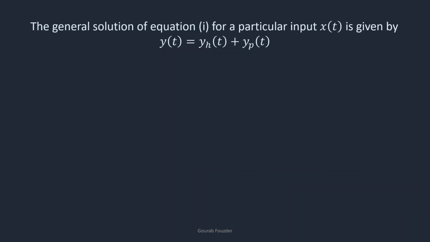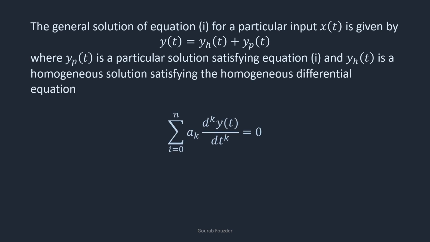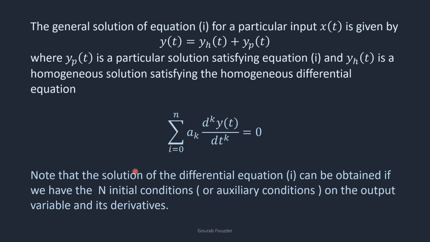Now the general solution of a linear constant coefficient differential equation for an input x(t) is given by the homogeneous solution plus the particular solution. The homogeneous solution can be obtained from the homogeneous equation. As in the homogeneous differential equation, the input and all its derivatives are 0. That is why the homogeneous solution is also called the zero input response. Also, to get the complete solution of the differential equation, we must have all the initial conditions or auxiliary conditions on the output variable and its derivatives.